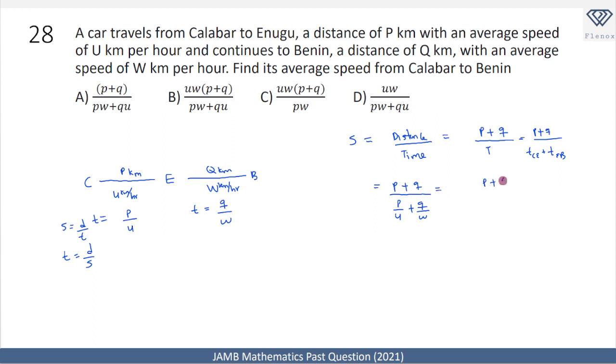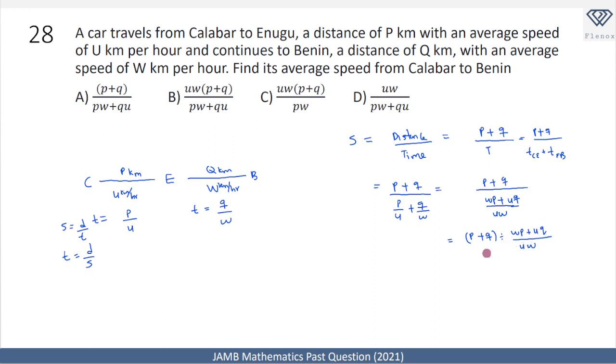So we have P over U plus Q over W. Now we can find the LCM of the denominators over here, and the LCM is going to be what? UW. And UW divided by U will give me W. So W times P will give me WP, and UW divided by W will give me U. Then U times Q will give me UQ. So again, to not make it confusing, this is the same thing as P plus Q divided by WP plus UQ over UW.